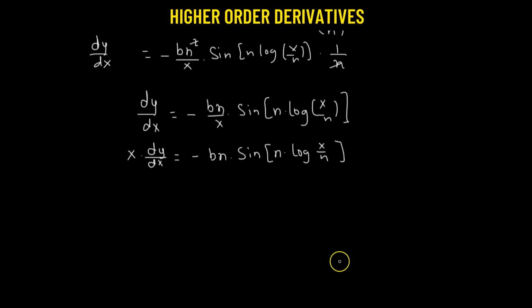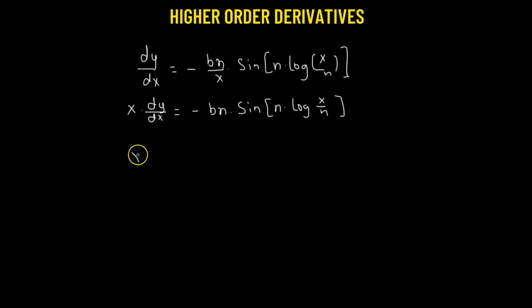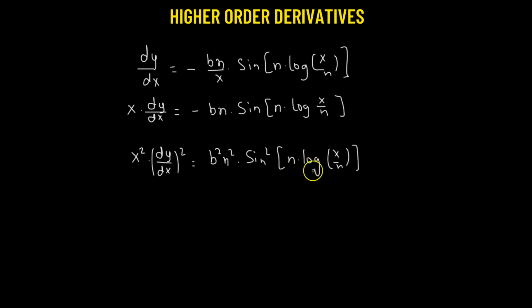Fine. Now we'll square both sides. Squaring both sides gives us x squared times dy over dx whole squared. So this will be equal to b squared times n squared times sine squared of n times log of x over n. Now sine squared of n times log of x over n can also be expressed as b squared times n squared multiplied to 1 minus cosine squared of n times log of x over n.